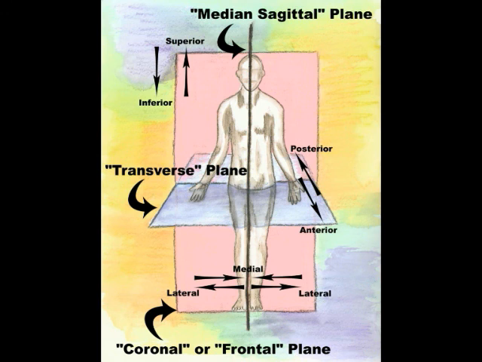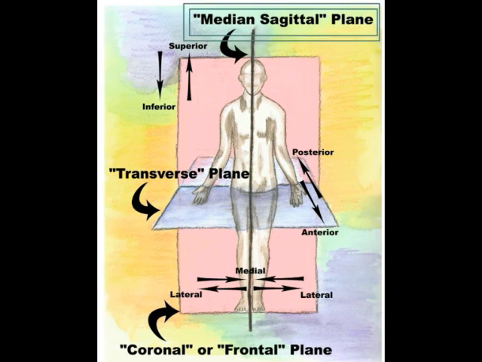Now let's start with the planes and axes of the body. All body movements occur in different planes and axes of the body. A plane is an imaginary flat surface running through our body, while an axis is an imaginary line at right angles to the plane about which the body rotates or spins.